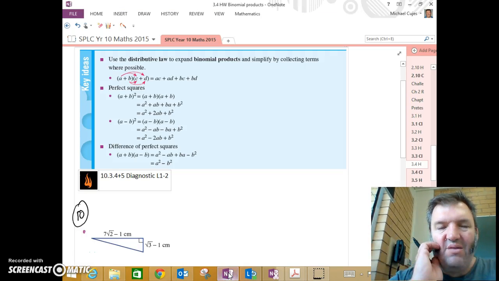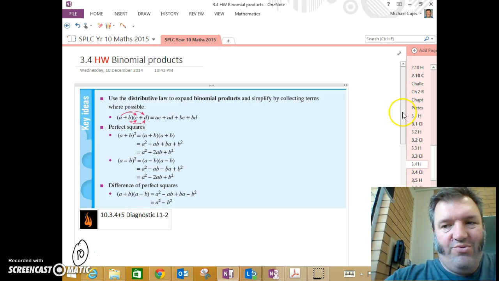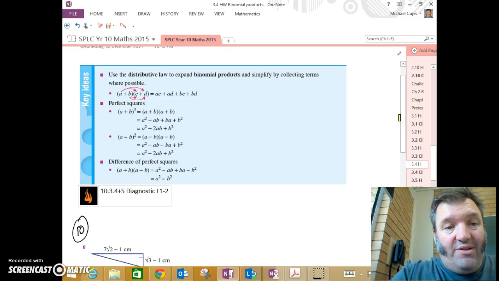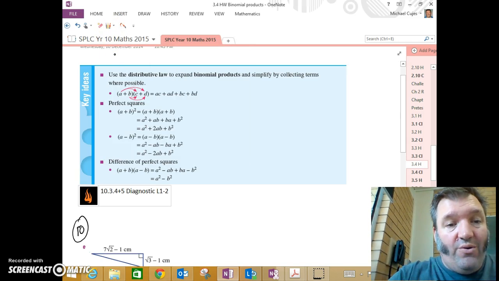Alrighty, we are up to 10.3.4. There's nothing new to learn here. Binomial products. You already know these expansion rules. Using the distributive law, that one, the crab claw or the smiley face or whatever you want to call it, however you want to do it, FOIL.